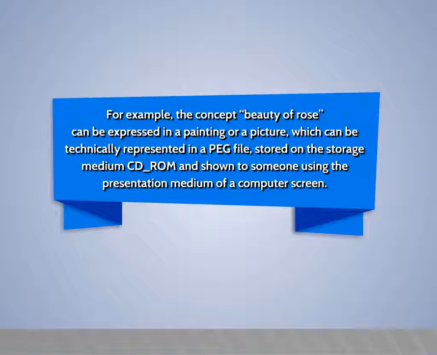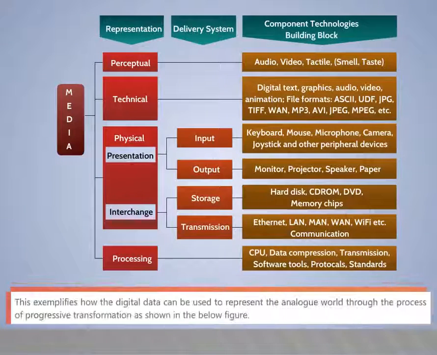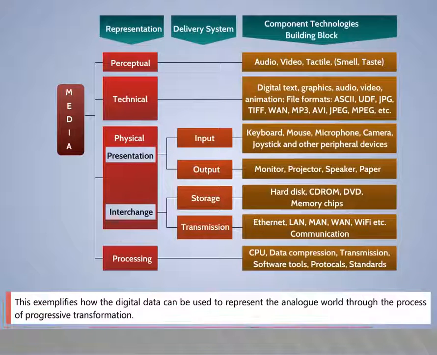For example, the concept beauty of rose can be expressed in a painting or a picture, which can be technically represented in a PIC file stored on the storage medium, CD-ROM, and shown to someone using the presentation medium of a computer screen. This exemplifies how the digital data can be used to represent the analog world through the process of progressive transformation.